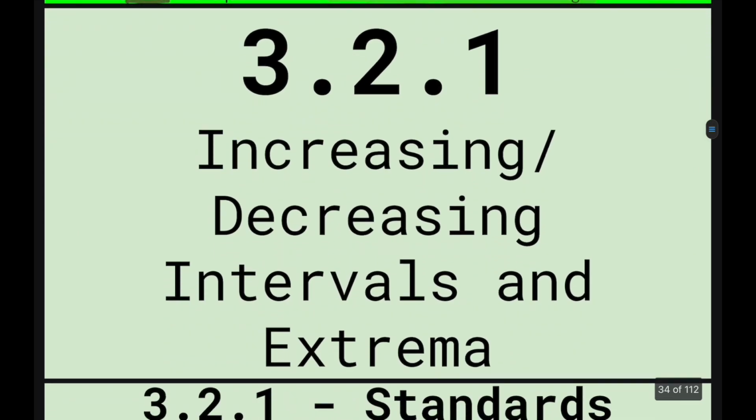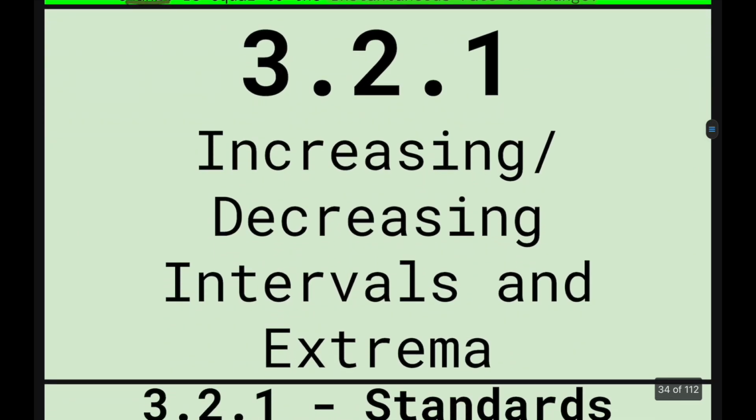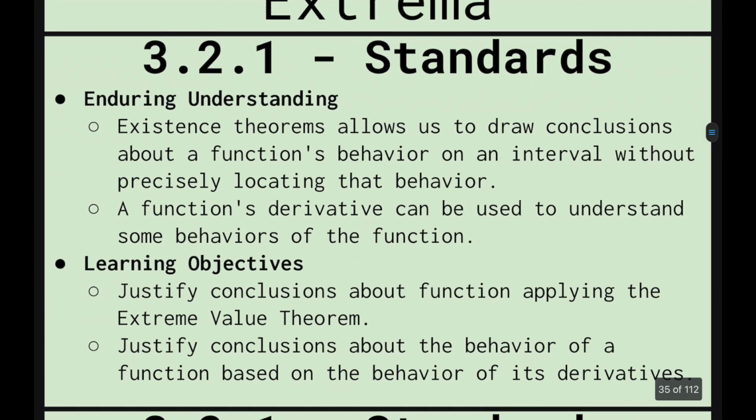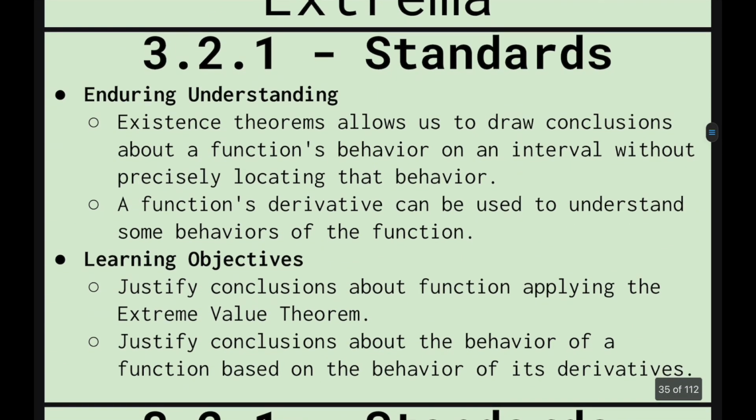Let's start with 3.2.1, increasing and decreasing intervals, as well as extrema. Again, extrema, mins and maxes. Standards: existence theorems allow us to draw conclusions about a function's behavior on an interval without precisely locating that behavior. So again, the derivative tells us something about the function's behavior. A function's derivative can be used to understand some behaviors of functions. That's what we're going to be doing, analyzing these behaviors, namely increasing and decreasing.